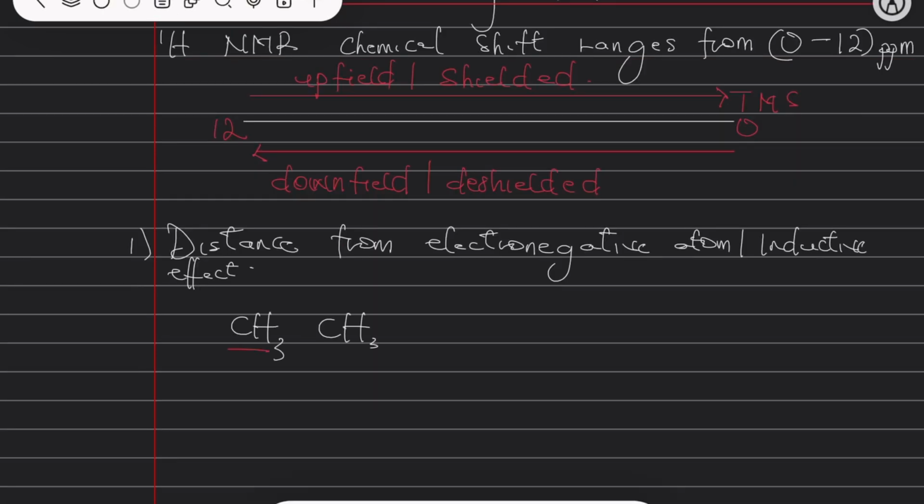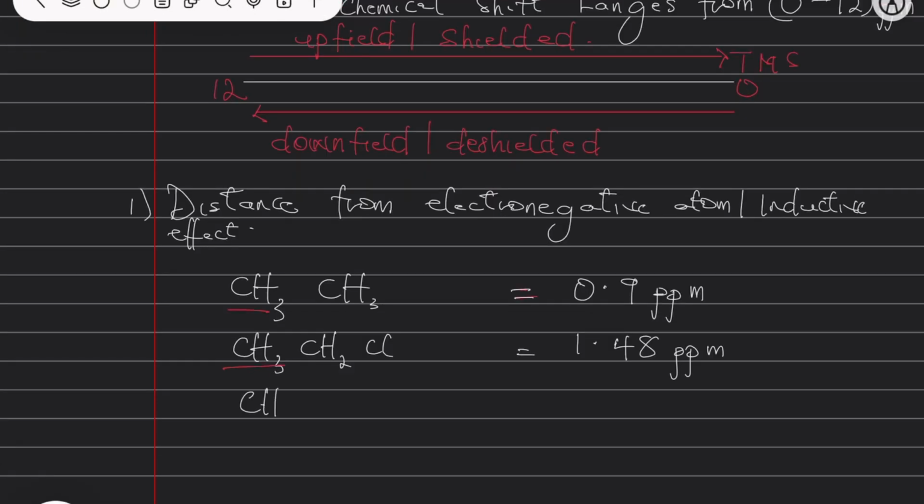The CH3 group of ethane is observed at the chemical shift of 0.9 ppm, but when you substitute one of the CH3 with chlorine, the chemical shift moves downfield to 1.48 ppm. Then in chloromethane, the CH3 is very close to the chlorine group and the chemical shift is observed at the position of 3.05 ppm. This illustrates the effect of an electronegative atom on the chemical shift of a proton. The closer the electronegative atom to the proton, the more the downfield effect or the more the deshielded effect.